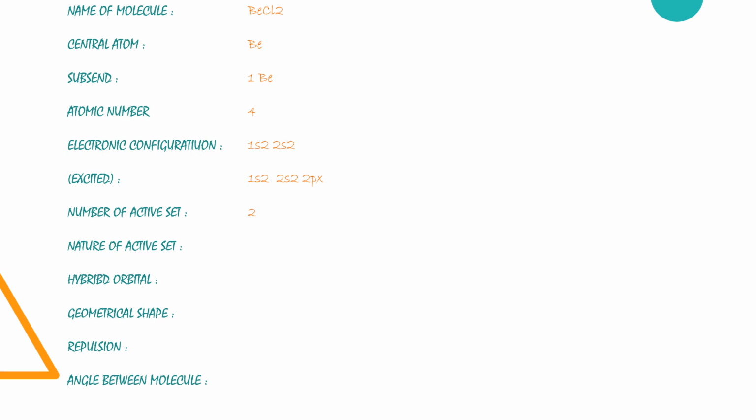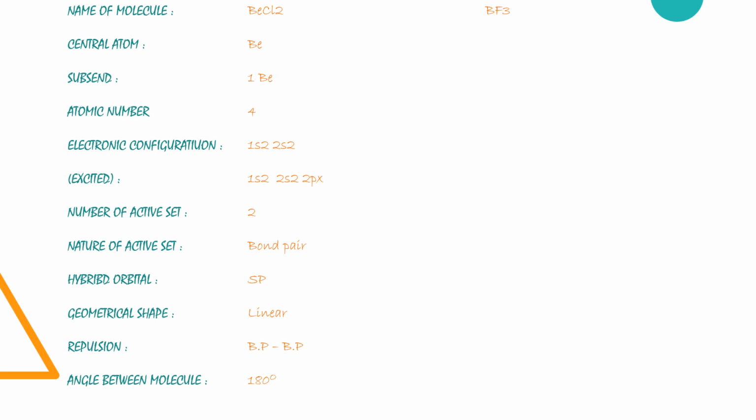After that, number of active sets is 2. Now the nature of that active set is bond pair, there is no lone pair. Hybrid orbital is sp. It is in linear shape. The repulsion is bond-bond repulsion, and the angle between the bonds is 180. That was all about beryllium chloride.